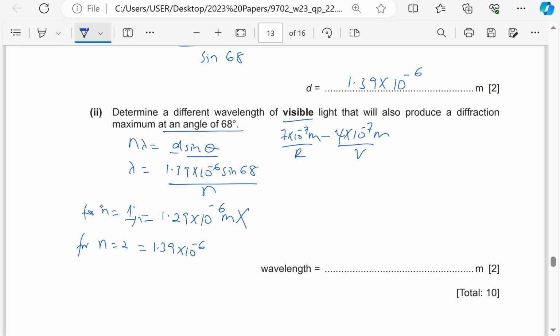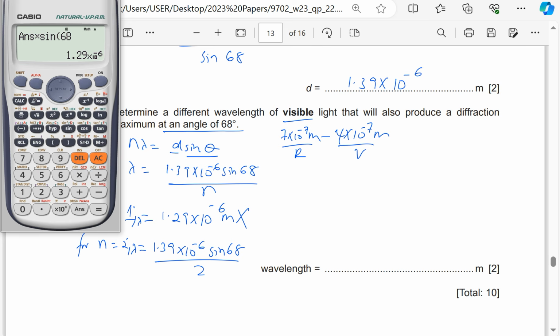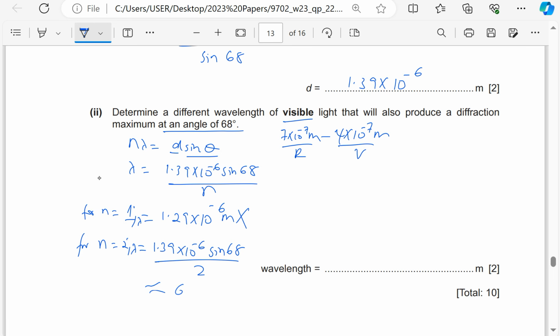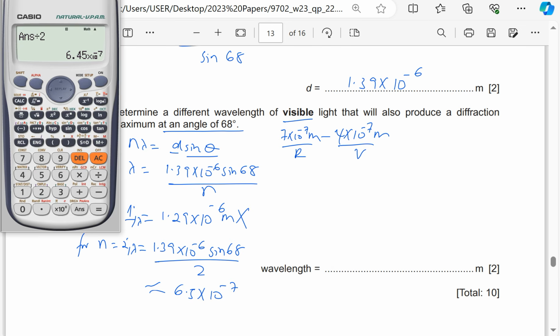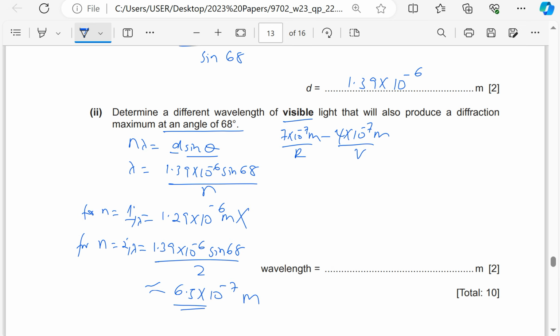For n equals 2, the wavelength is that. Sine of 68 divided by 2. So I'll just divide the answer by 2. Divide that by 2, it is 6.45, or approximately 6.5. So this is approximately 6.5 times 10 to the power of minus 7 meters. And this one is in the range of visible. So the answer here is going to be 6.5 times 10 to the power of minus 7. As simple as that.